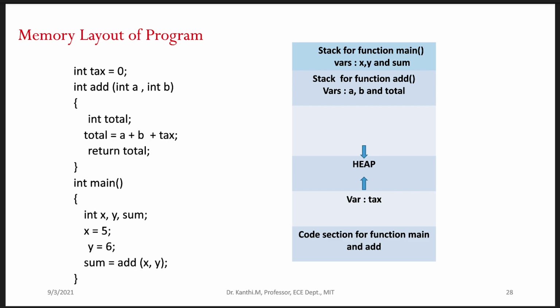You have a main program. In the main program, you have some variables assigned. For example, here I have x, y, and sum, and x and y are given some data. These are variables reserved with certain integer sizes, meaning that much space needs to be reserved for these variables, and when I add them, the result goes to sum. This is your function for add: int a, b, total, where total is a plus b plus tax, return total. The initial value of tax is 0. This is a random example shown of how your memory layout looks.